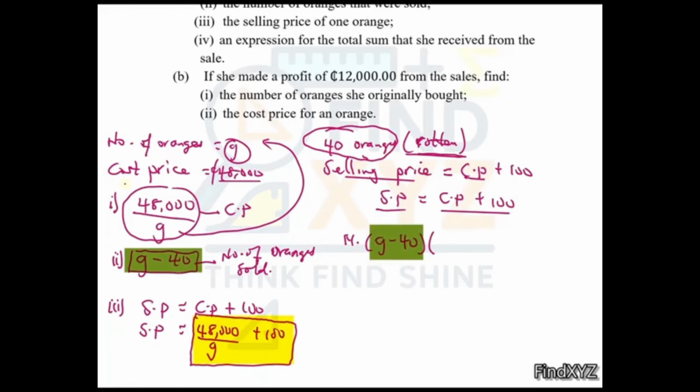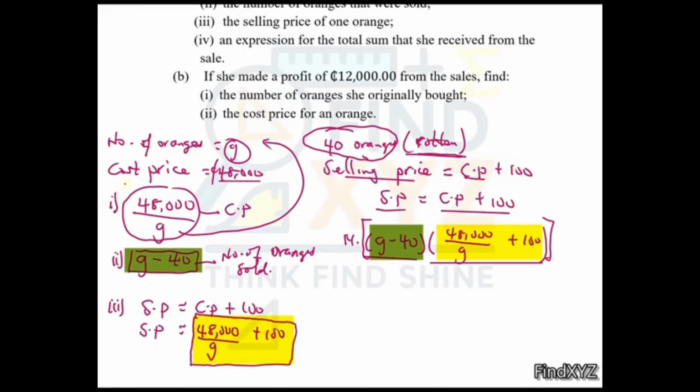And what is the selling price? That is 48,000 over G plus 100. This is the expression for the total sum that the woman received from the sale. Now take note, the total sum that the woman will receive at the end of the sale is basically asking us for the selling price for all the oranges, right? Because this represents the number of oranges sold, this part represents the selling price for each orange. When we multiply them, we get the selling price for all the oranges that were sold. So take note of that.